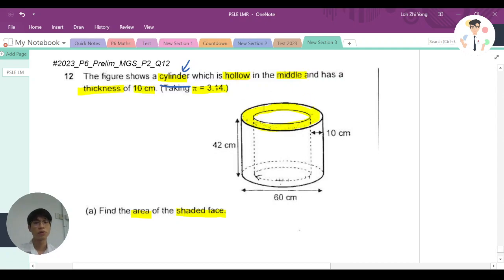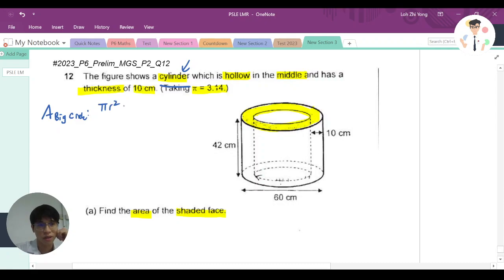Of course, if I want to find the area for here, it's kind of easy. I just need to find the bigger circle minus the small circle in the middle. So let me just write here: area of the big circle. Now, how to find the area of the big circle? You know the formula, right?